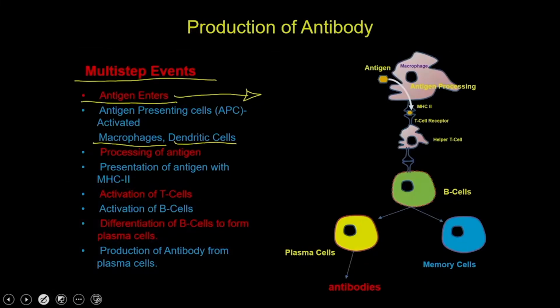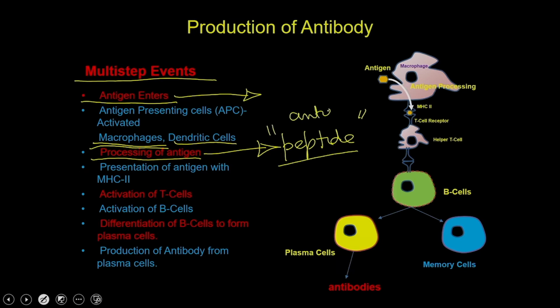So, the job of these macrophages is that they are going to process the antigen. What is meant by processing the antigen is that they are going to digest this antigen and generate the antigenic peptides, which means the organism is going to be destroyed, and then you are selecting the peptides which are antigenic, and then these antigen presenting cells will present these antigenic peptides with the help of the MHC class 2.